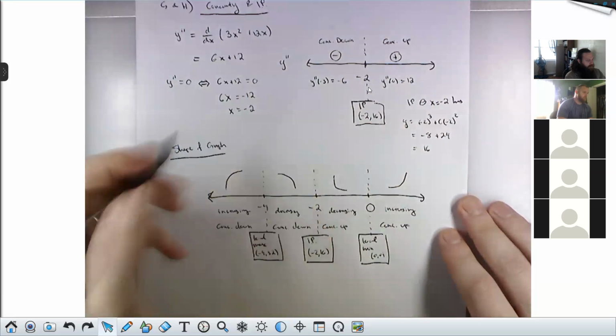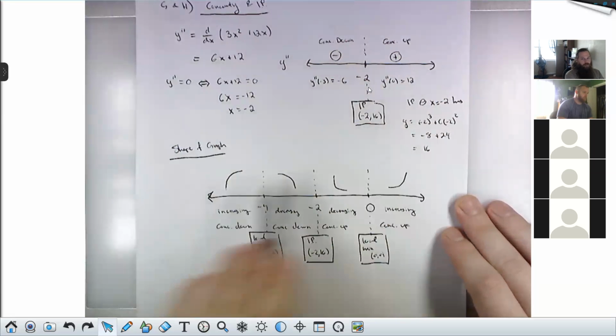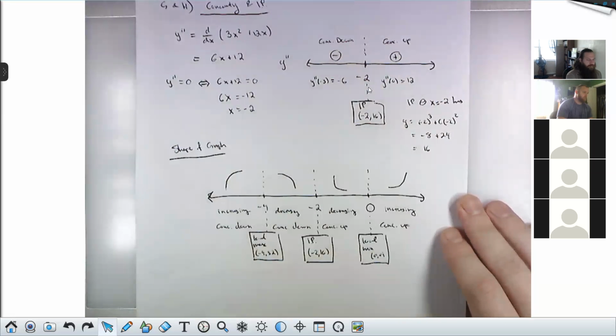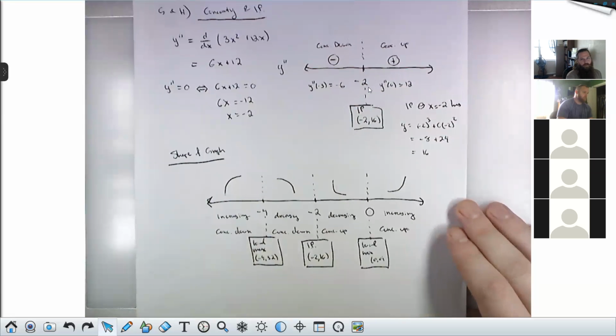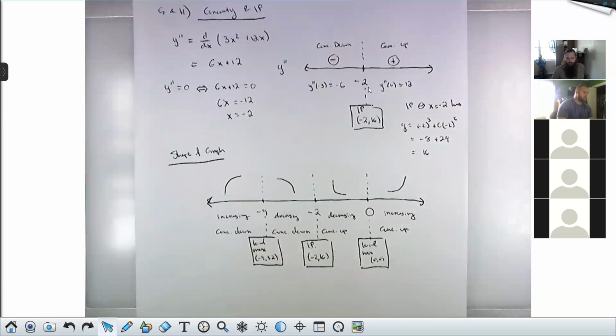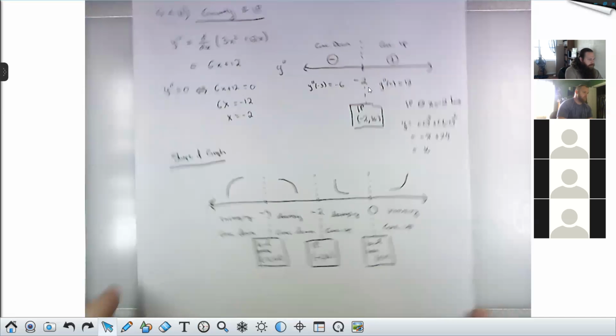And now that I have this number line with all the good stuff on it, I can draw my graph. So before I draw the graph, questions up to here. No, I think it's pretty straightforward. All right, so let's do it. Let's draw this graph then.